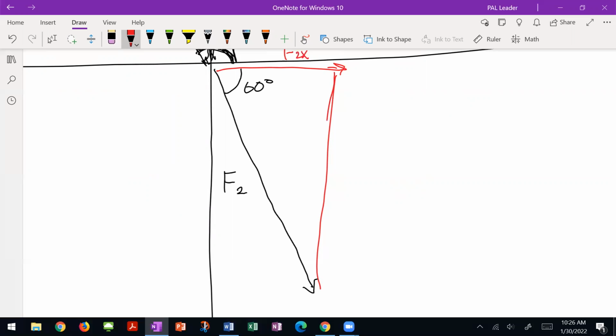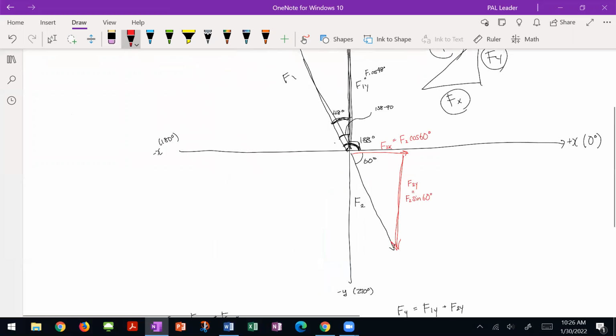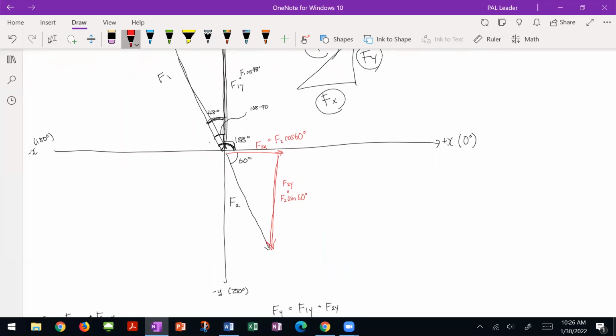This would be our y component arrow, right? That'd be F2y. So we have our hypotenuse and our angle right here. It's an upside down cursive S. Can you see that? It goes right here and here, so it's sine. F2 sine 60 degrees. Okay, that's all we need.